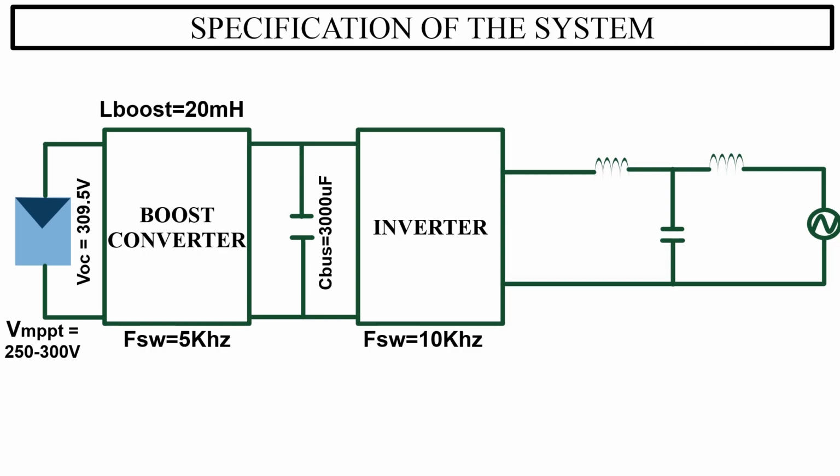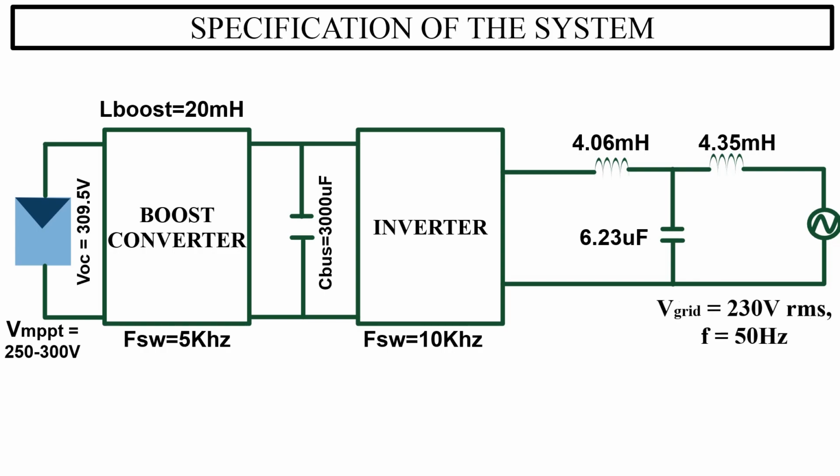Inverter switching frequency is 10 kHz. Value of filter inductor is 4.06 mH, 4.35 mH, and filter capacitor is 6.23 microfarad. Grid voltage is 230 volt RMS at 50 Hz. Rated power of the system is 2 kW.